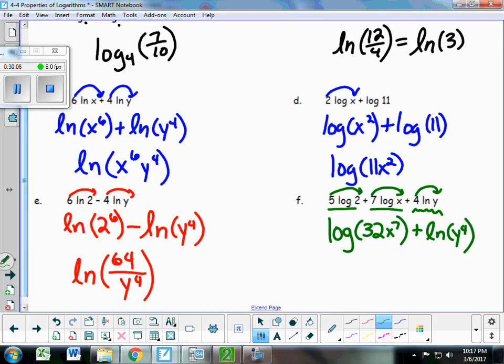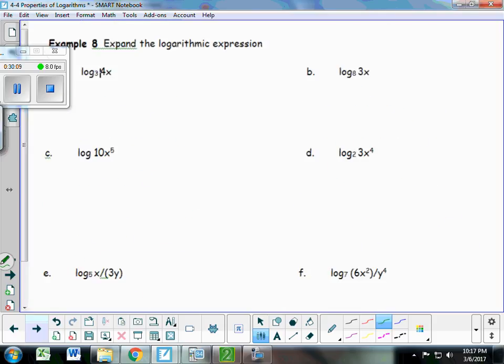All right. Now let's look at expanding. So taking a single logarithm and expanding it into multiple logarithms. So this first one, we have log base 3 of 4 times x. So we can break that up. Since it's multiplication, we can break that up into two logarithms, with addition in between, like so. Part B is just like that one, so I'm going to skip B. You can try that on your own if you'd like later.